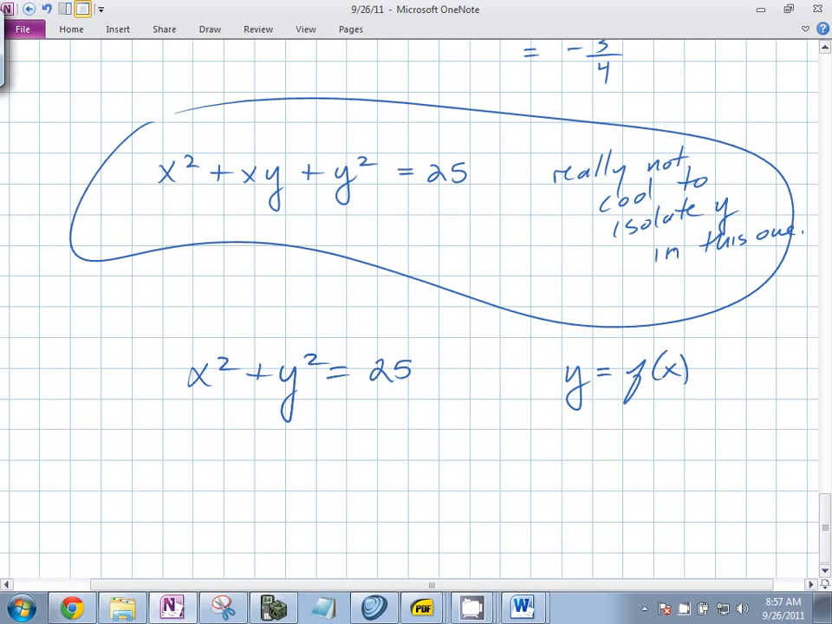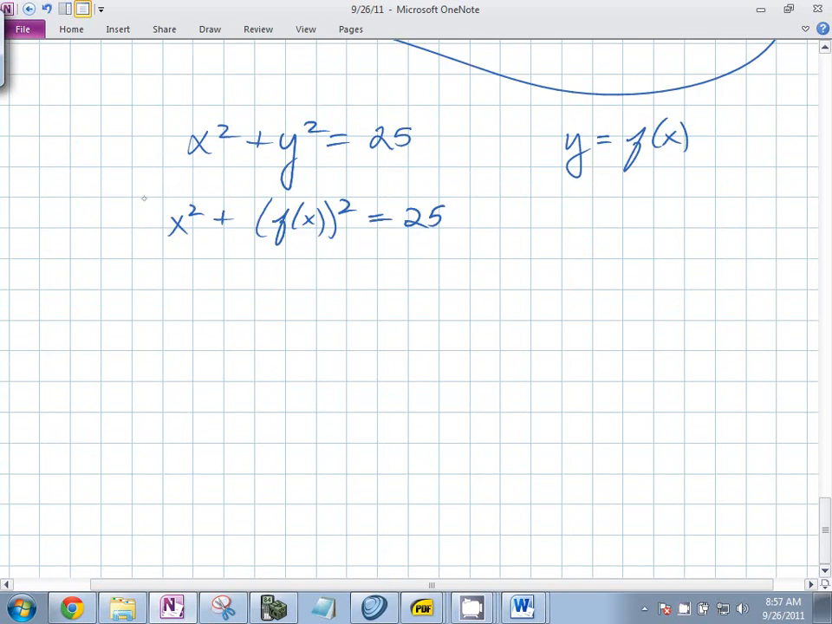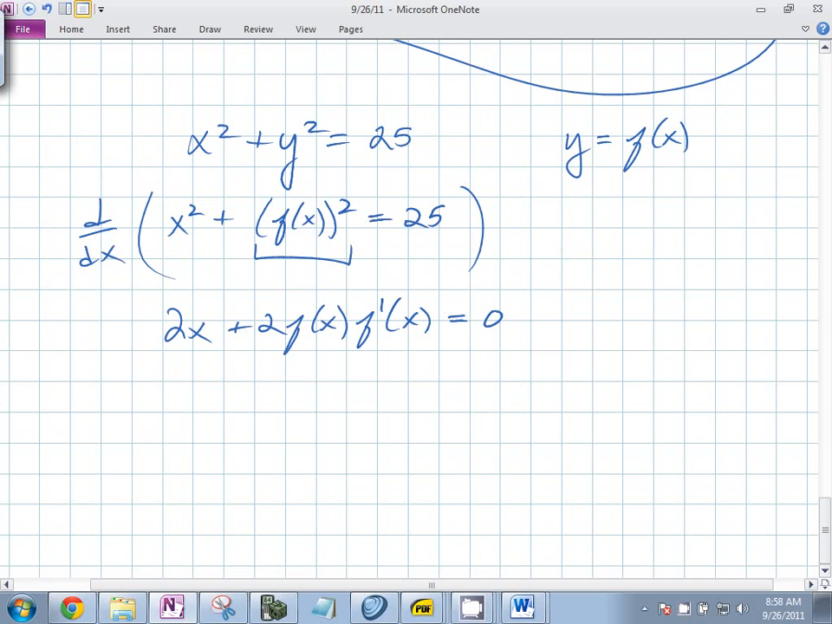So let's say x squared plus f of x squared is equal to 25. Let's differentiate this whole thing with respect to x. What's the derivative of x squared with respect to x? 2x. If we differentiate this with respect to x, we end up with 2 f of x times f prime of x equals 0. The derivative of 25, a constant, is 0.